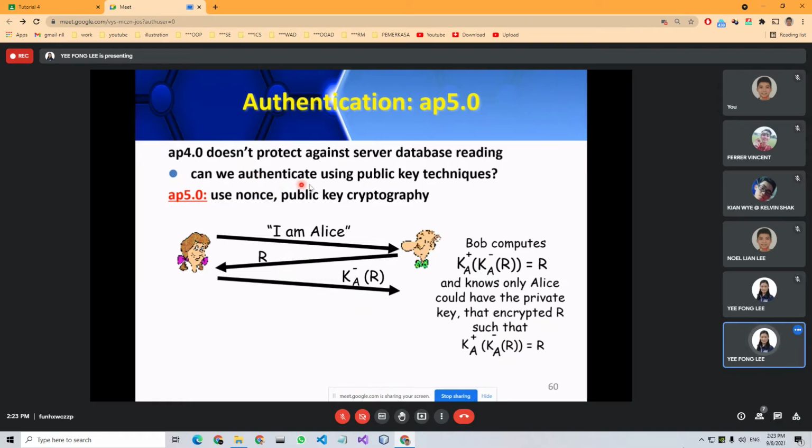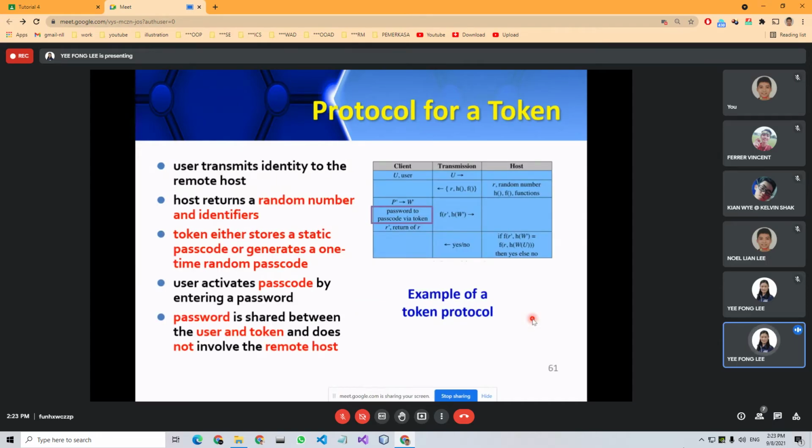So can we authenticate using a public key technique? Use nonce with public key cryptography. So Bob computes with the public key and the nonce, knowing that only Alice could have the private key that can encrypt the R. So overall, this is explaining that other than sending the message, it might also include the nonce, which can be used once in a lifetime, the private key and also the public key.